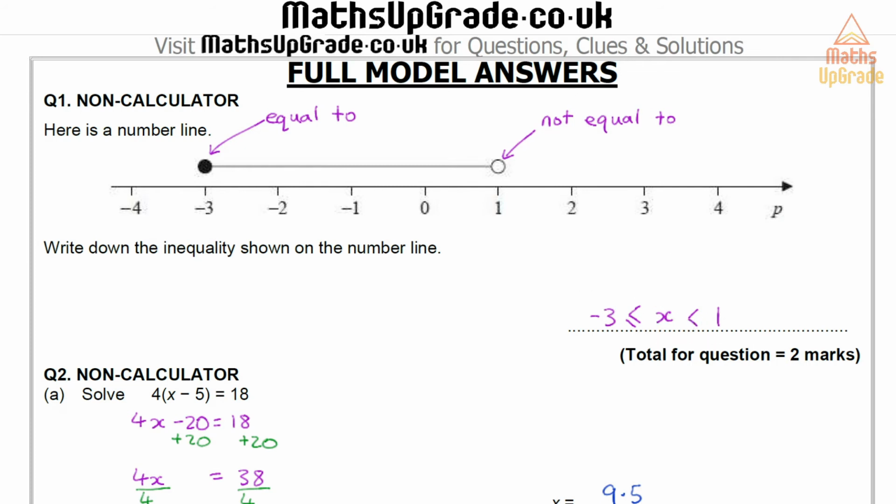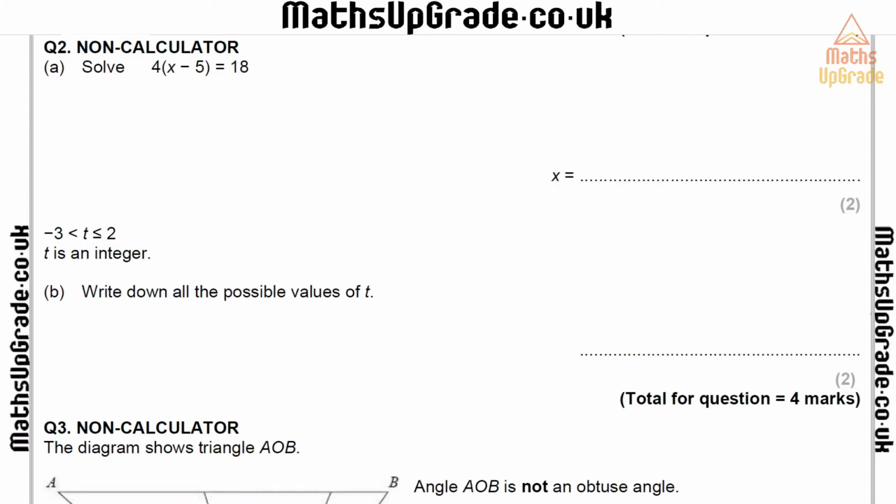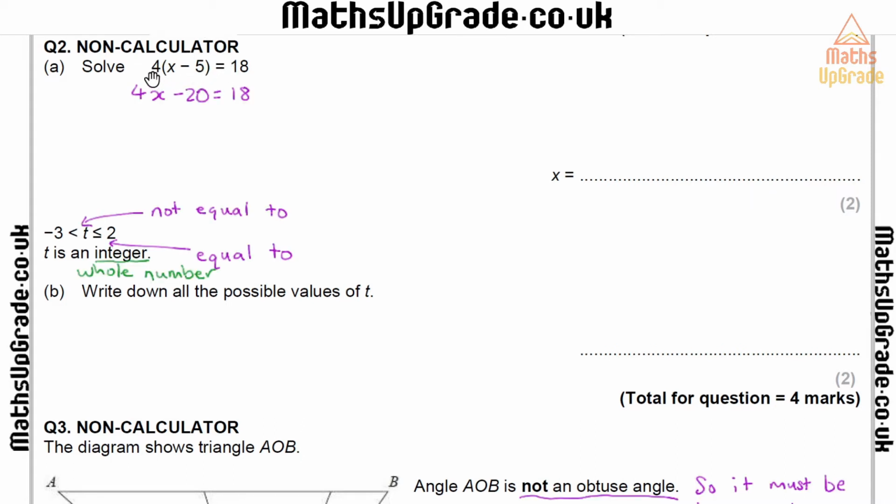2 marks. In question 2 we need to solve this equation first of all. So what we're going to do, we're going to use a balancing method and we're going to expand the brackets first. So 4 times x is 4x, 4 times -5 is -20. So 4x minus 20 equals 18.